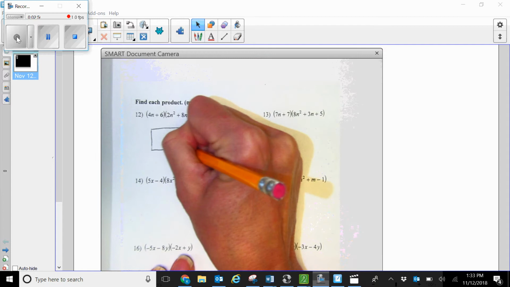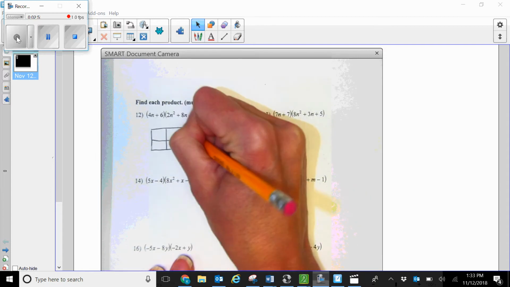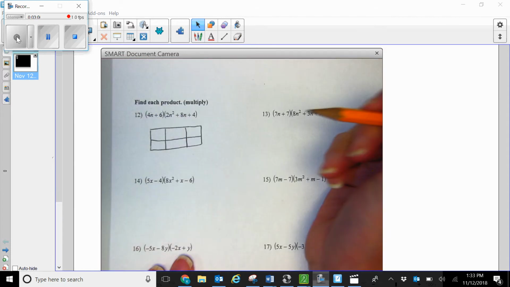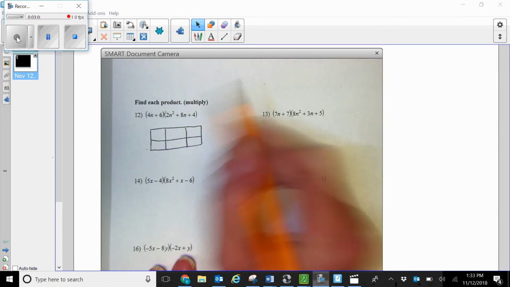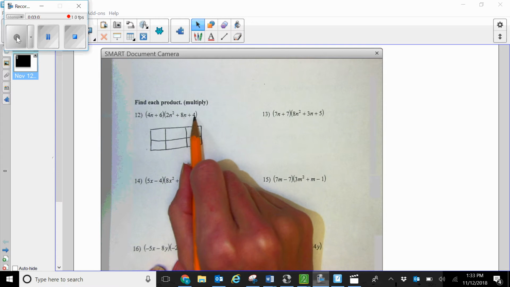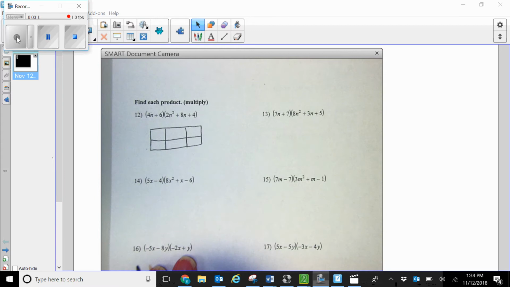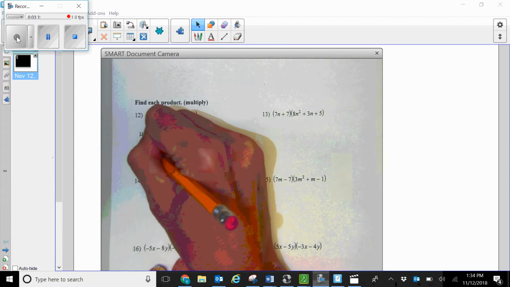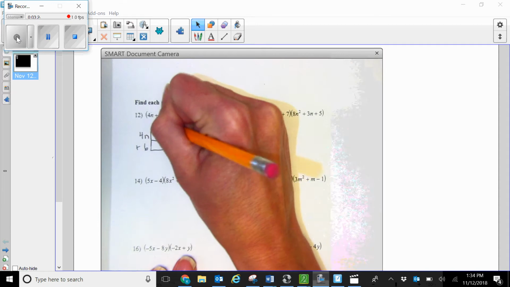We're basically doing the distributive property still. Every piece of one times every piece of the other. I see that my first parentheses is 2 terms. That's called a binomial because it has 2 terms. My second parentheses has 3 terms. That's called a trinomial because it has 3 terms, just like a bicycle has 2 wheels and a tricycle has 3. So I'm going to put 4n plus 6 going down the side and the whole trinomial across the top.